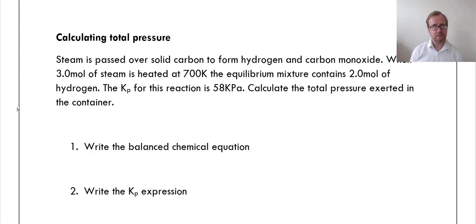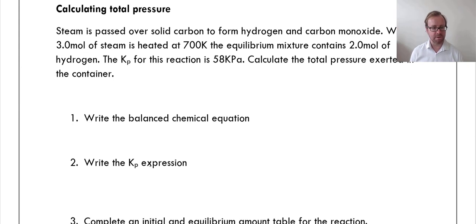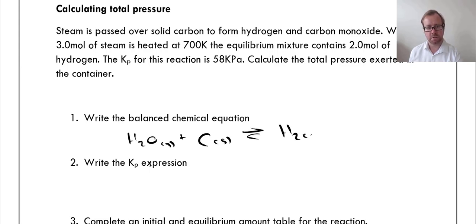Okay, so it's slightly different to your other example because you're calculating the Kp expression, but it's pretty much the same. So first of all, write down the balanced chemical equation. So steam passed over solid carbon to form hydrogen and carbon monoxide. The temperature is high, 700 K, so I know that my water is going to be a gas, and it says it in the question, H2 and carbon monoxide are as well. However, my carbon is solid, it also tells me in the question.